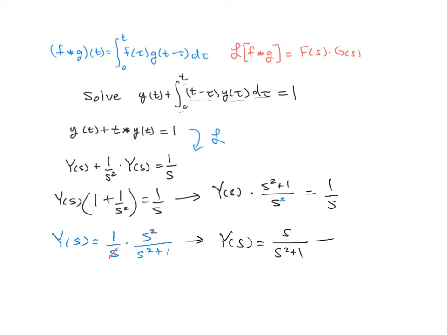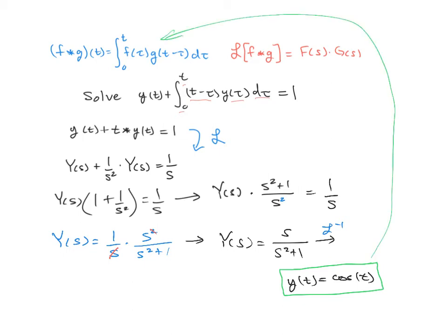And we should quickly recognize that that is nothing more than the Laplace transform of the cosine function. So if we take the inverse, we get little y of t is equal to just the cosine of t. And that function right there is the solution of this integral equation. If you were to actually take this function cosine of t and substitute it back into the original equation, it would make a true statement.